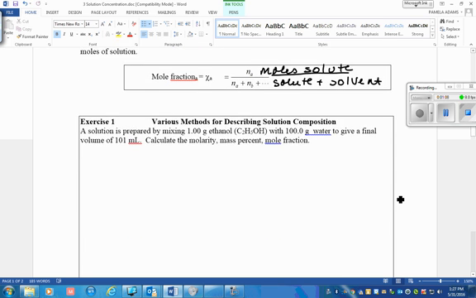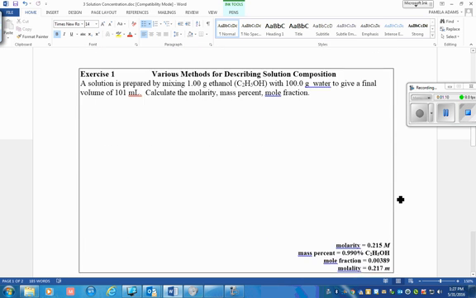So let's tackle this first problem. A solution is prepared by mixing 1 gram of ethanol and 100 grams of water to give a final volume of 101 milliliters. Calculate the molarity and the mass percent and the mole fraction.